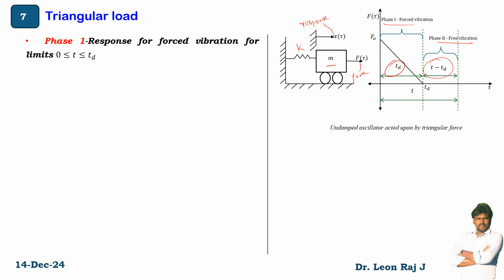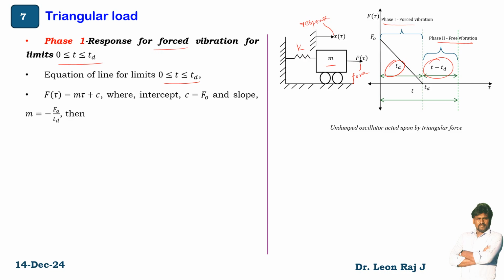Phase 1 is the response for forced vibration for limits 0 to Td. So the equation of line for limits 0 to Td is nothing but f of tau equal to m tau plus c. So this is nothing but y equal to mx plus c. So m is nothing but the slope. So this is a negative slope, because the line is coming down, which means the slope is in the negative direction.